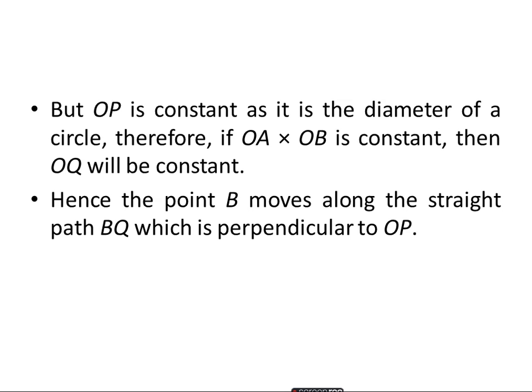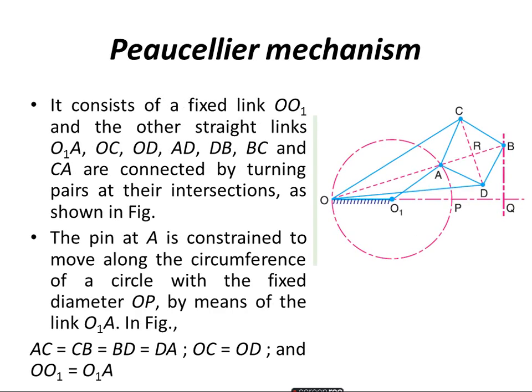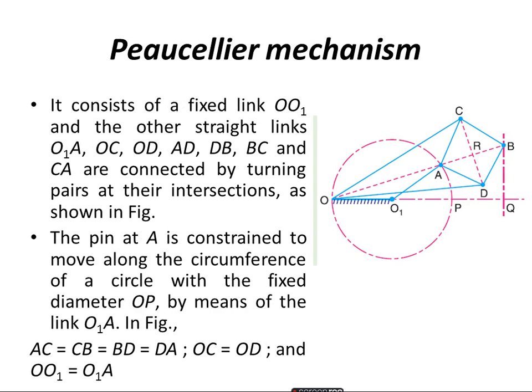But OP is a constant, as it is the diameter of the circle. Therefore OA into OB is constant, so OQ will be constant. Hence the point B moves along the straight path BQ, which is perpendicular to OP. So OA into OB is made constant, and BQ will be a straight line. This is the exact straight line mechanism, and how it can be constructed. Let us see the mechanism now.